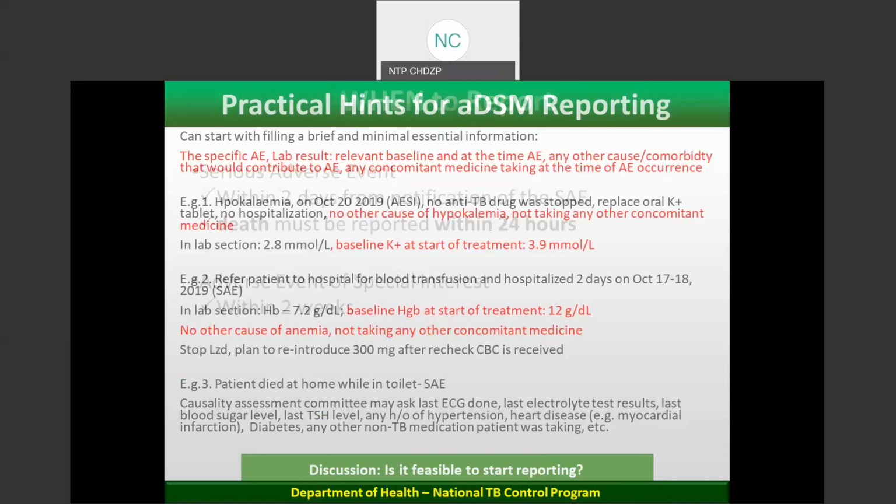Another example is patient died at home while in toilet. Here SAE. Causality Assessment Committee may ask last ECG done, last electrolyte test result, last blood sugar level, last TSH level, any history of hypertension, heart disease, example myocardial infarction, diabetes, and other non-TB medication patient was taking, etc. Okay.